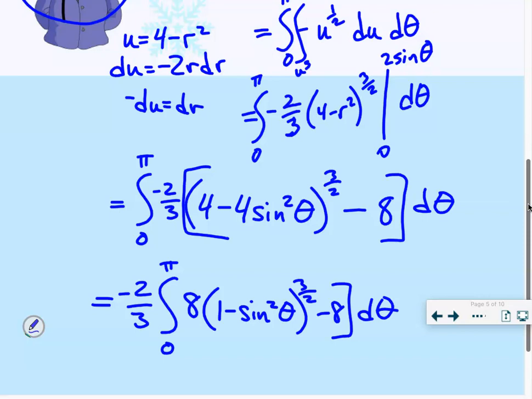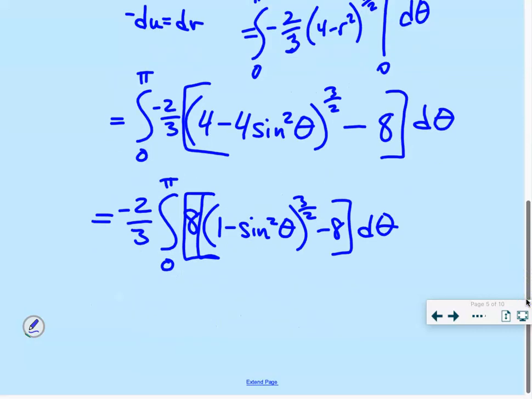Is that okay? Am I doing that too fast? I just pulled a 4 out and did 4 to the 3/2 times 1 minus sine squared to the 3/2. And 4 to the 3/2 is 8. And now I'm going to pull the 8 out front completely. Now I can pull an 8 out of both terms and throw it in with the coefficient. So I have negative 16/3 integral 0 to pi.